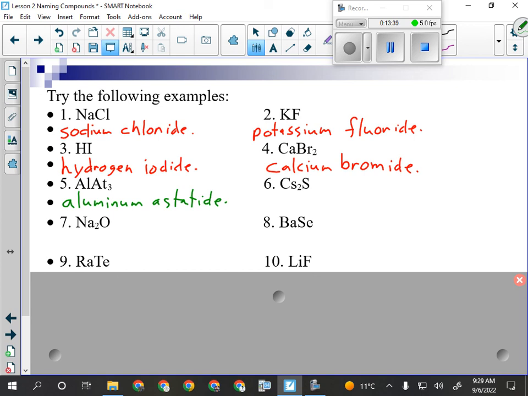All right, number 6, we've got cesium and we've got sulfur, so this is going to be cesium sulfide. All right, what would we call number 7? Sodium oxide. Sodium oxide. And again, the little numbers don't change the name because we don't put prefixes in the names of ionic compounds. All right, what would 8 be?